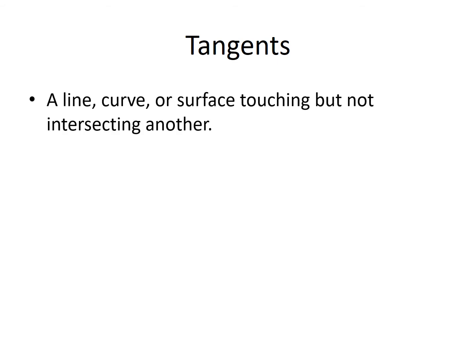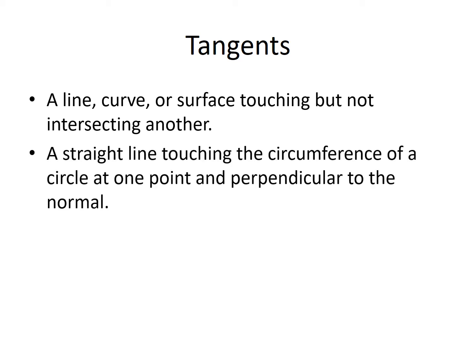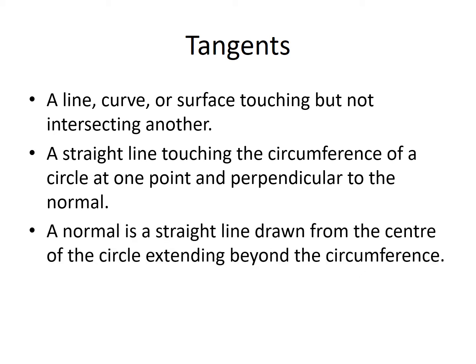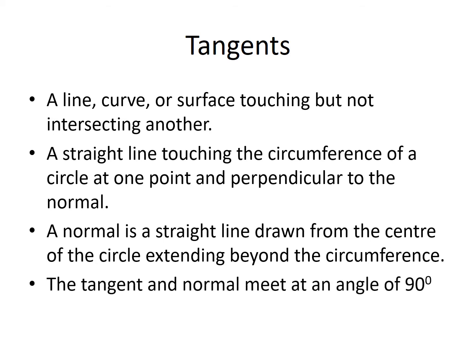Now, to define tangents: a line, curve, or surface touching but not intersecting another. A straight line touching the circumference of a circle at one point and perpendicular to the normal. A normal is a straight line drawn from the center of the circle extending beyond the circumference. The tangent and the normal meet at an angle of 90 degrees.